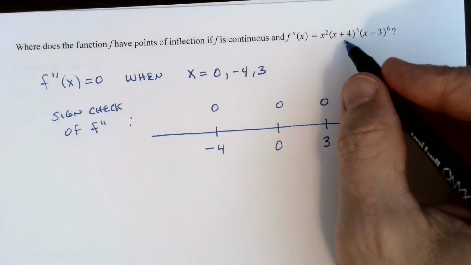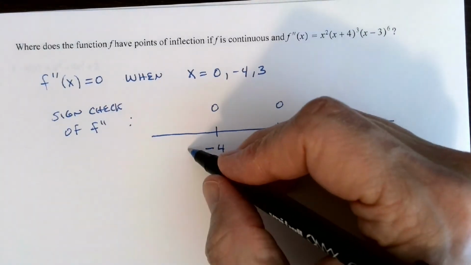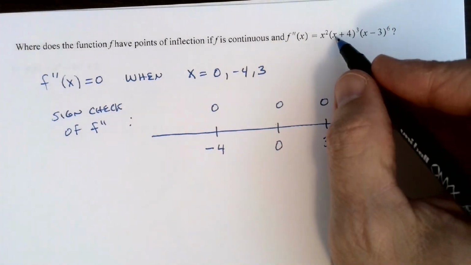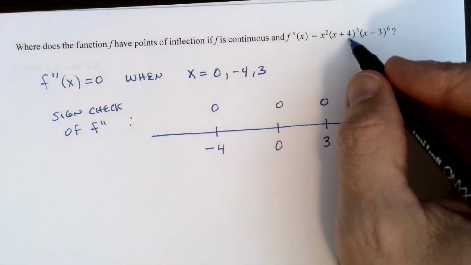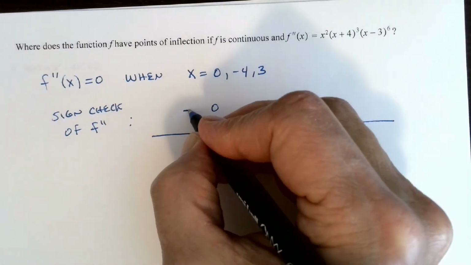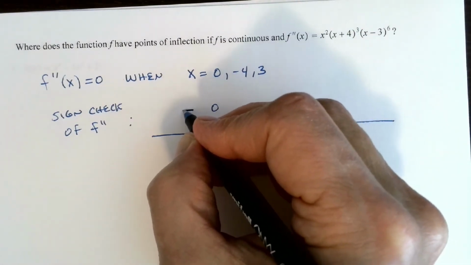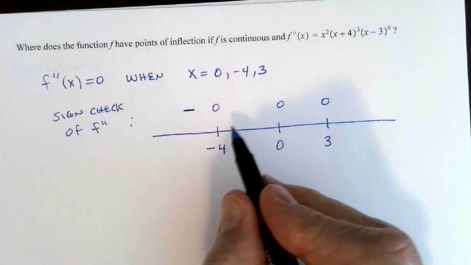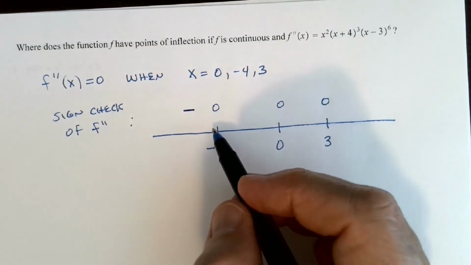And x plus 4, when x is less than -4, like x is -5, will be -5 plus 4, which is -1, and -1 cubed is negative. Okay, and in fact, it's pretty quick what's happening over here, but let me just say something too.